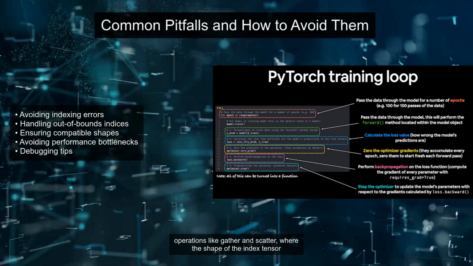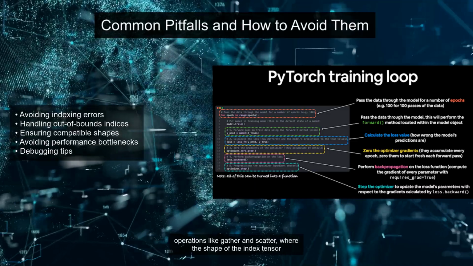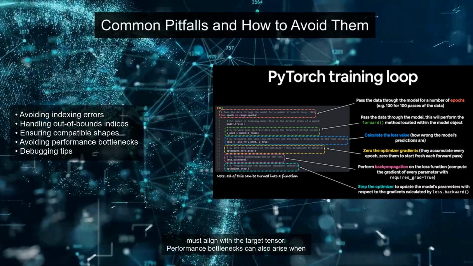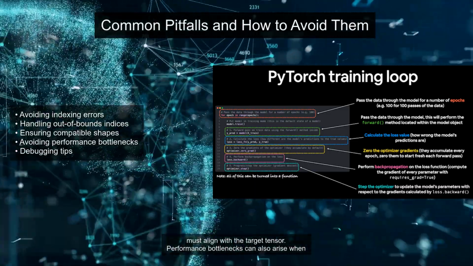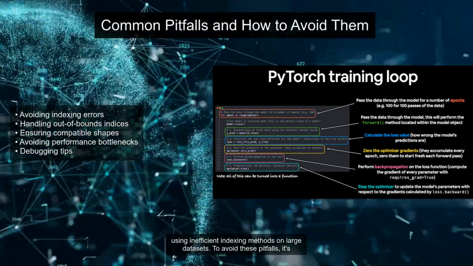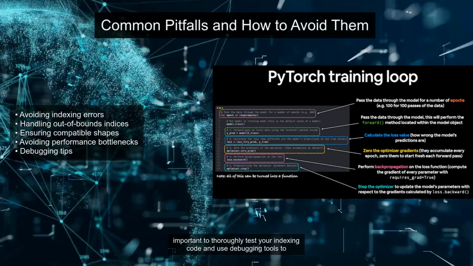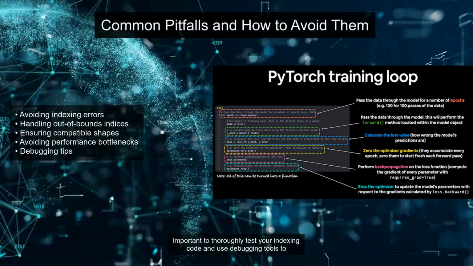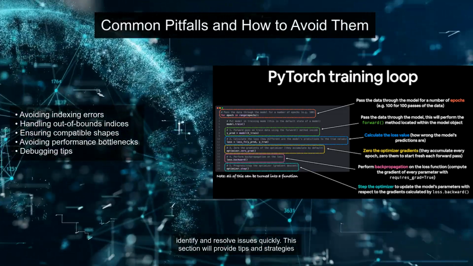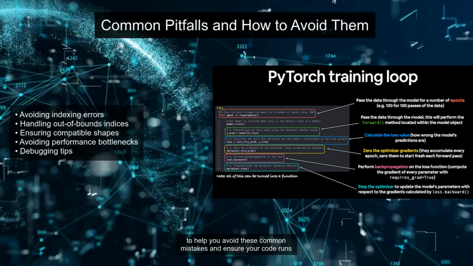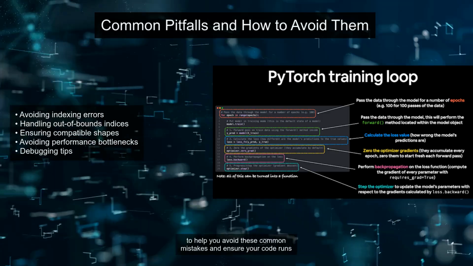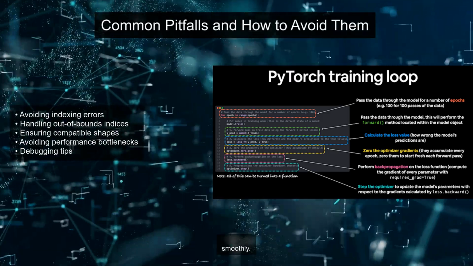Another issue is incompatible shapes, especially when performing operations like gather and scatter, where the shape of the index tensor must align with the target tensor. Performance bottlenecks can also arise when using inefficient indexing methods on large datasets. To avoid these pitfalls, it's important to thoroughly test your indexing code and use debugging tools to identify and resolve issues quickly. This section will provide tips and strategies to help you avoid these common mistakes and ensure your code runs smoothly.